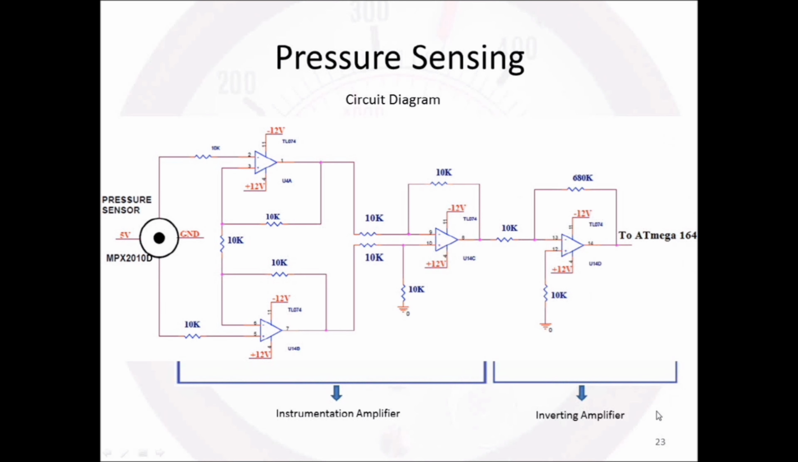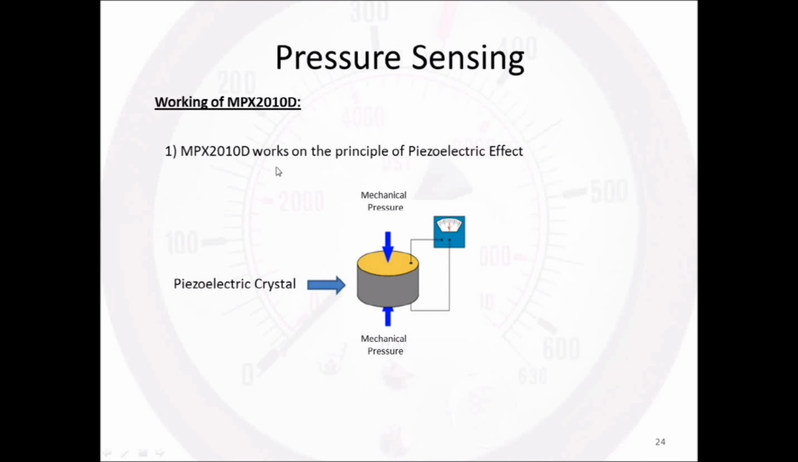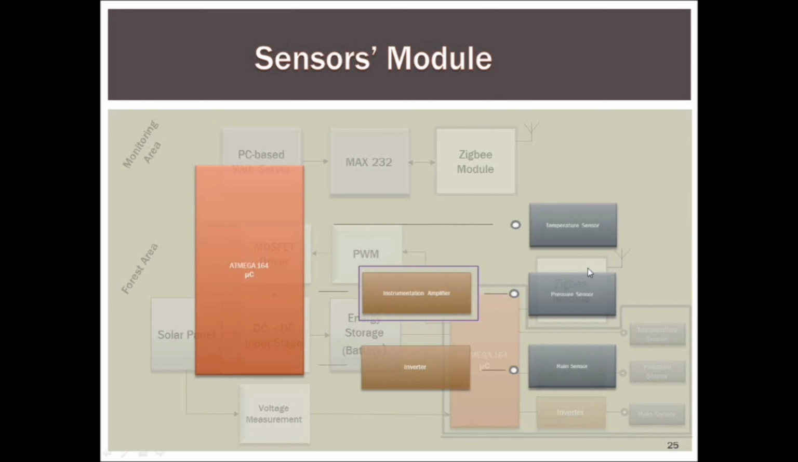This is the circuit diagram with which the hardware circuit is going to be created. It consists of three parts. The first one is a pressure sensor. The next is the instrumentation amplifier, followed by the inverting amplifier. Two sets of amplifiers are used in order to amplify the signals so that other devices can understand the signals that are created by the pressure sensor. And this is simply the working of the pressure sensor. It works on the inverse piezoelectric effect principle.